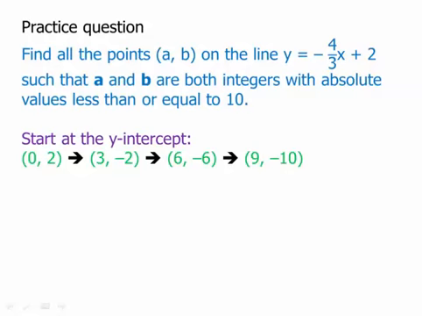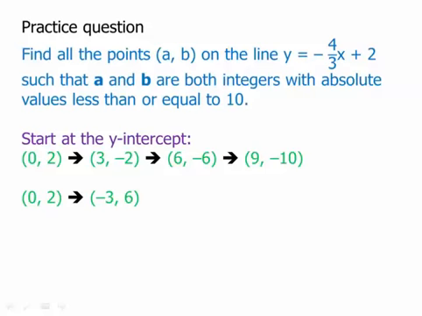Now we can go the other way. Again, start at the y-intercept. Now we're going to go to the left in steps of 3. So in other words, the x-coordinate is going to go down by 3, and the y is going to go up by 4. So now we're going to go backwards, go left to negative 3, and the y is going to go up by 4, so that's (-3, 6), and then take another step to the left.